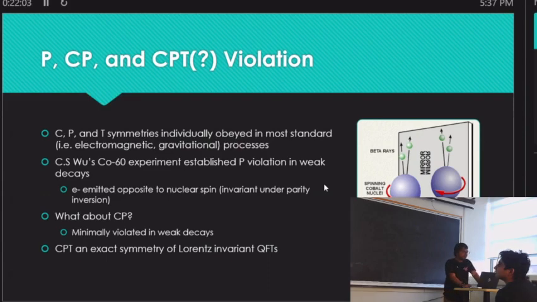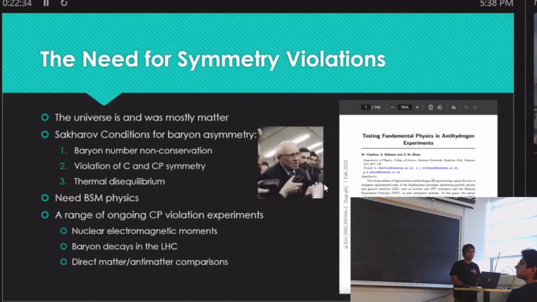Now, CPT, so the inversion of charge, parity, and time together, is a symmetry of the Standard Model. We know that for any local Lorentz invariant quantum field theory, this must be an exact symmetry. Local just means that the interactions can't happen magically at a distance. Lorentz invariant means it's a relativistically compatible theory. And this really has to be obeyed for our framework of physics to make sense. And that's weird, because we have some problems.